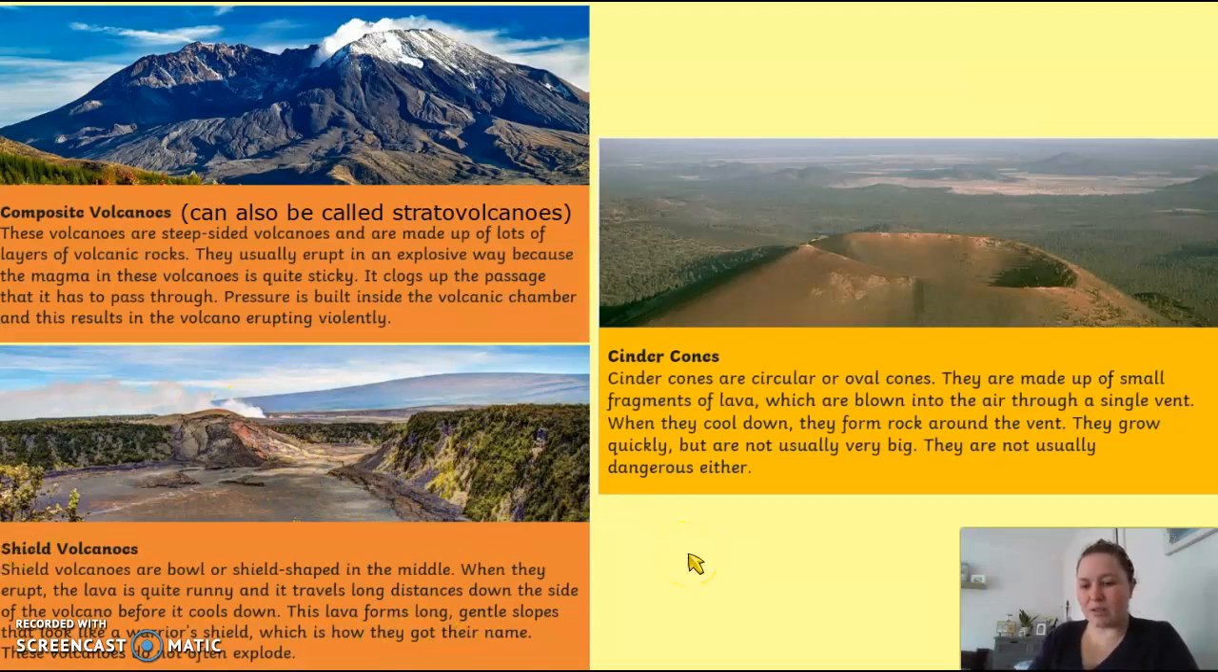Now the shield ones they have a shield shape, that's why they're called it. But we might think of that more as a bowl. That might give us a better visual. So the lava in these is quite runny. So it goes quite a long distance down the side of the volcano when it comes out, and then it will cool further away. So instead of really steep slopes, you've got much more gentle slopes and this bowl shape.